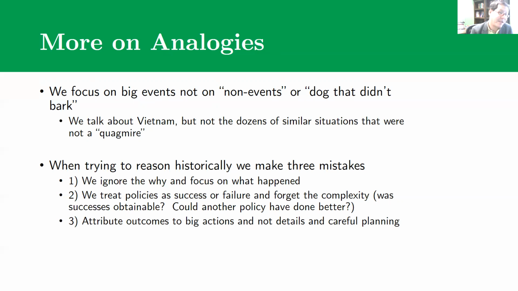He also notes that when we're trying to work through analogies and understand historical reasoning, we oftentimes make some pretty damning mistakes in terms of how we work with history. And so one of those is that we ignore why something happened or why something worked, and we simply focus on the what. And I'll maybe add this in with the third piece of attributing outcomes to big actions and not the details and the careful planning.